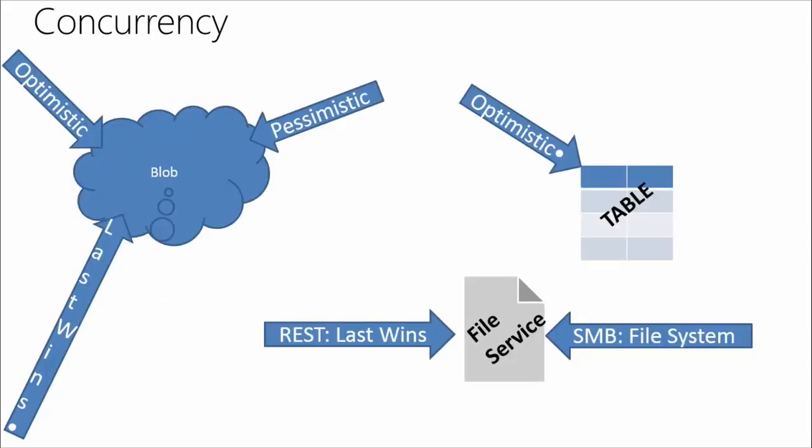Now, Brett, you're probably wondering, but what about concurrency? What about concurrency, Ranger? Well, that's a great question, because as more people try to write to these things, you have to have some concurrent mechanisms. As you can see on this slide, we've got optimistic, pessimistic, and last write wins concurrency for Blobs. You get to choose which one you use. By default, last write wins will be the one that's created in a blob. For table storage, it uses optimistic concurrency. File service uses REST, and the default is last write wins, or you can get to it through the SMB file system.